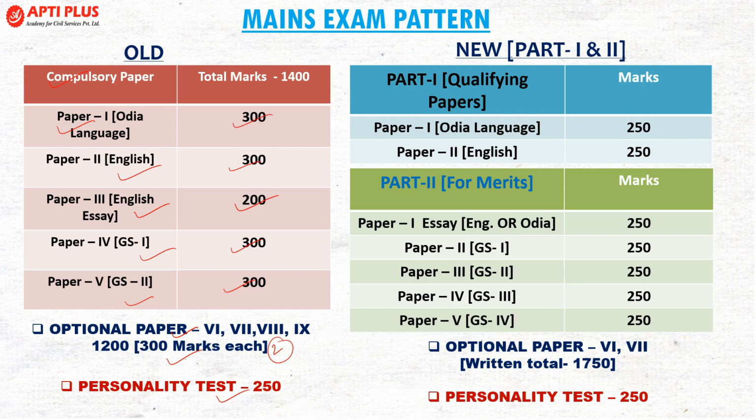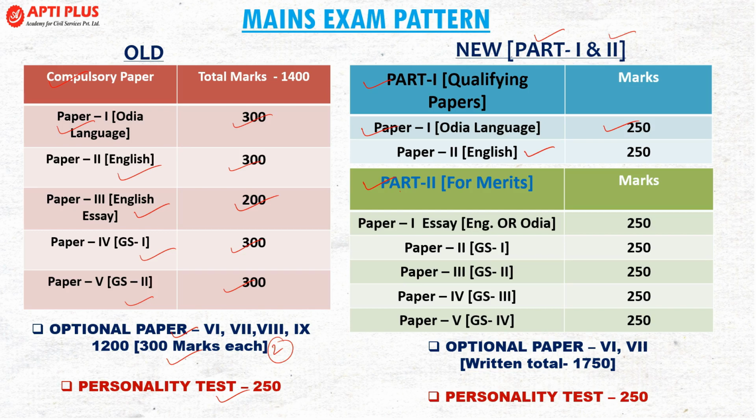Now talking about the new pattern, the mains examination has been segregated into 2 parts, that is part 1 and part 2. So please take caution and understand what changes have been incorporated. Part 1 is a qualifying paper. Part 2 will be counted for merit. The qualifying papers include paper 1, that is the Odia language. This is of 250 marks. Earlier it was 300 marks. Now the English paper is again of 250 marks.